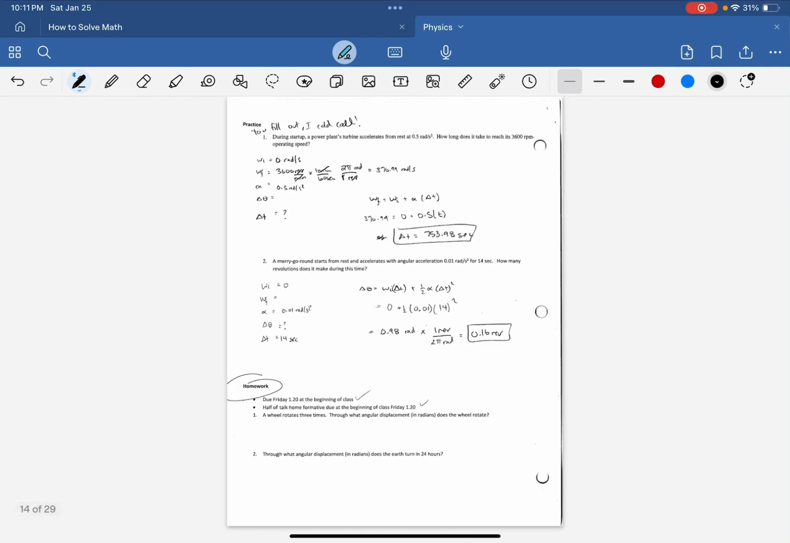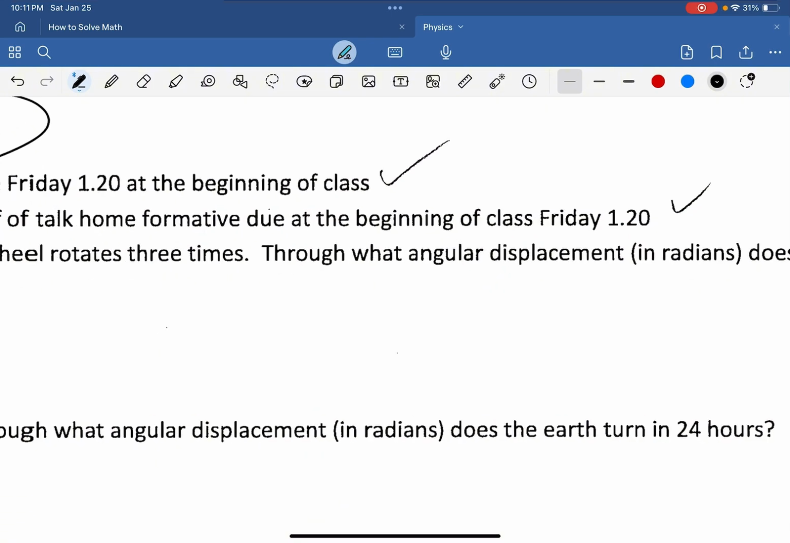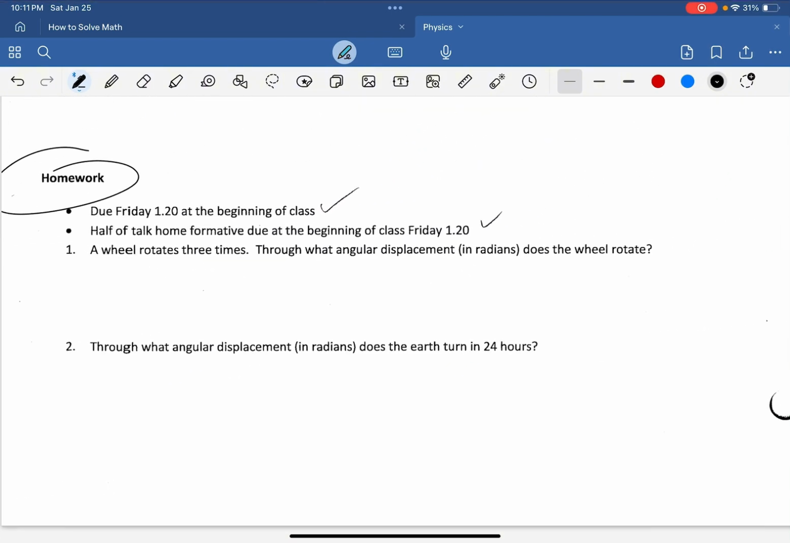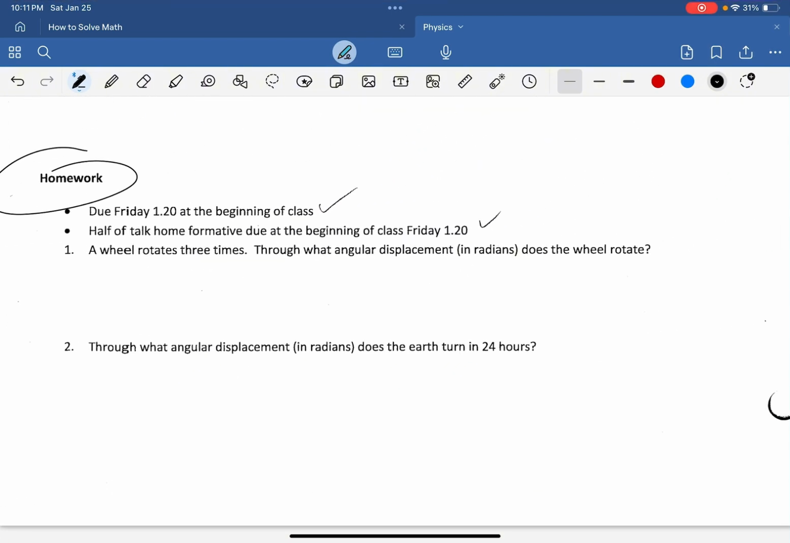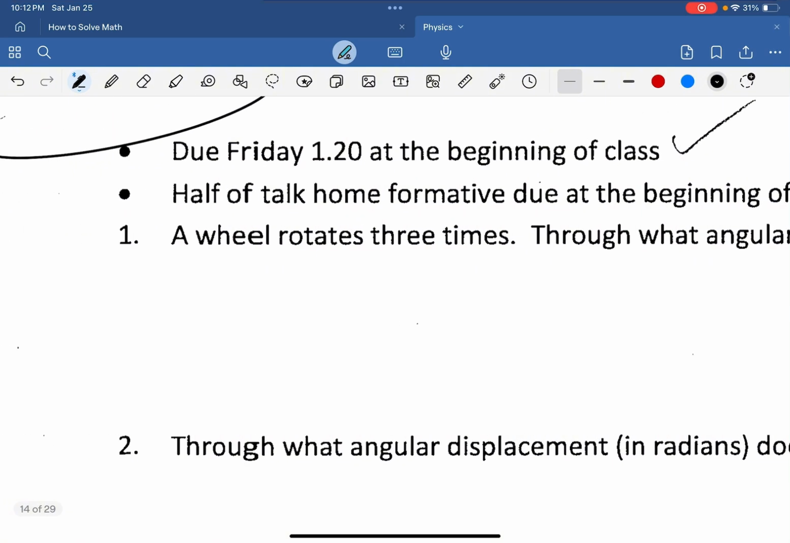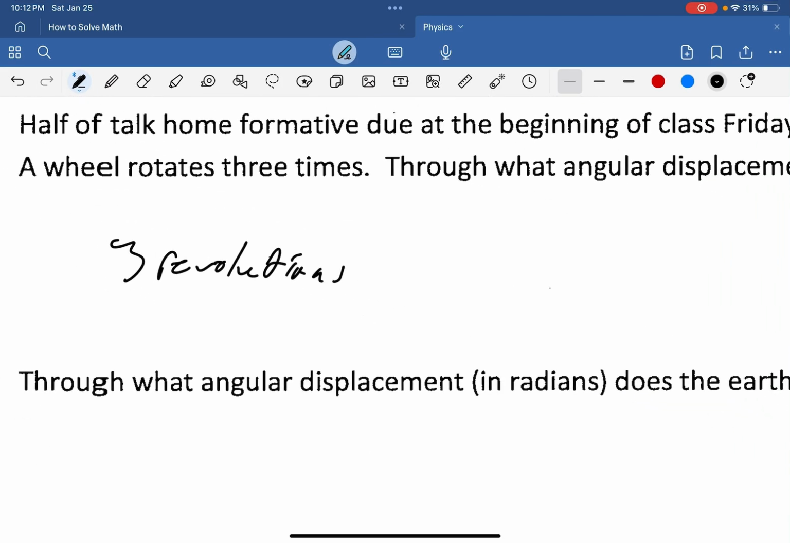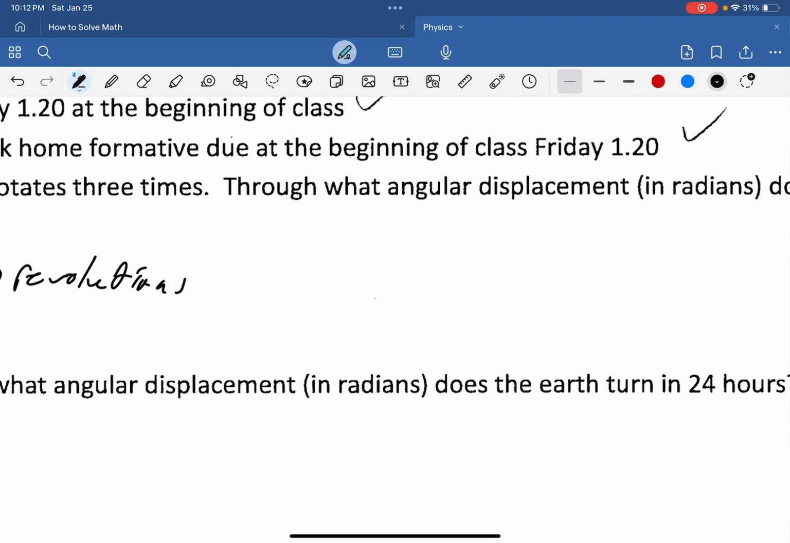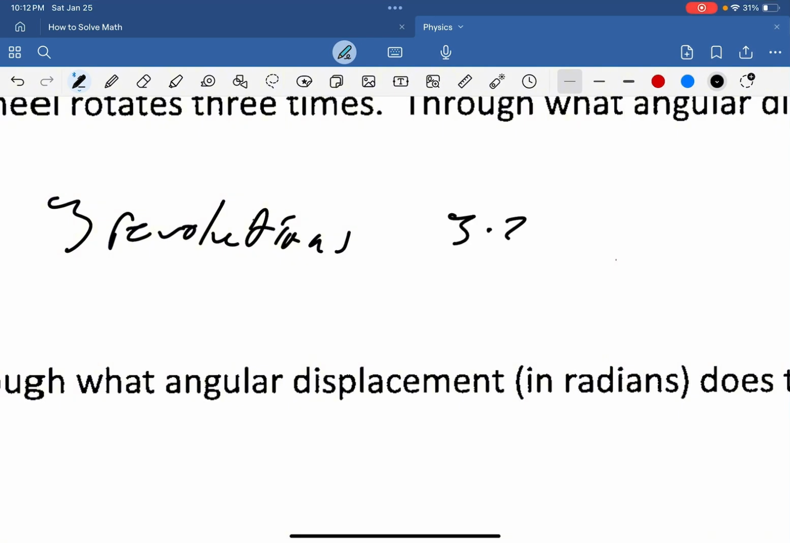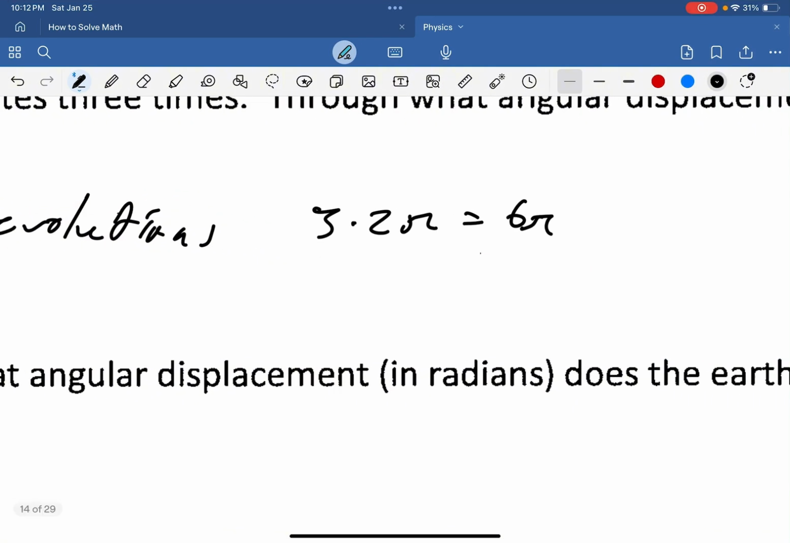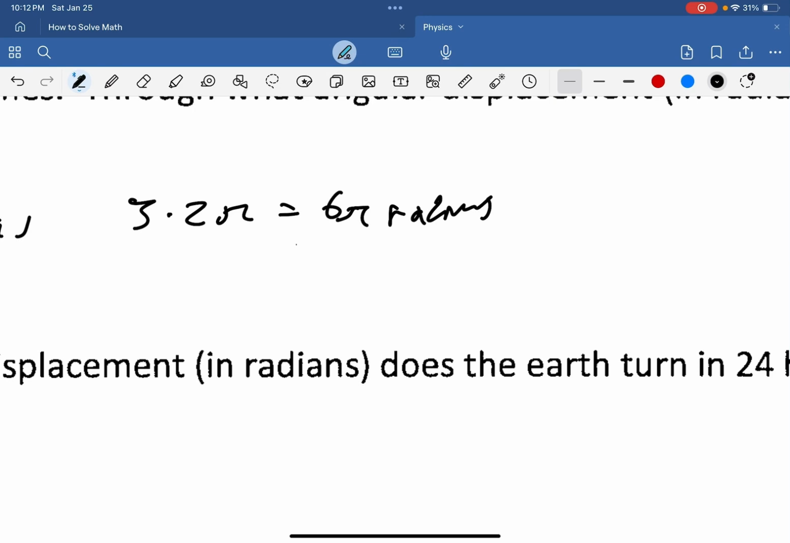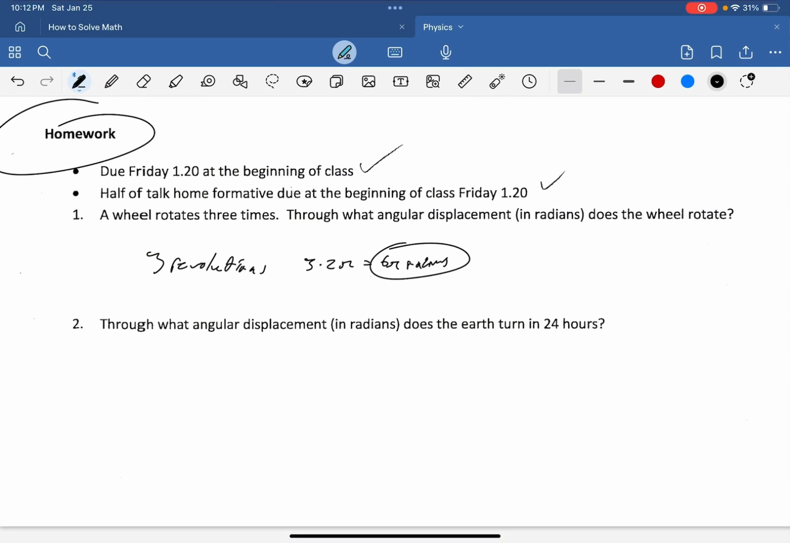Anyways, let's go into the homework. This is just for my friend at this point, and if you want to do some practice, you can do this along with me. A wheel rotates 3 times. Through what angular displacement in radians does the wheel rotate? So the wheel rotates 3 times. That means it just went through 3 revolutions, right? And we already established that a revolution is 2 pi radians. So 3 times 2 pi is equal to 6 pi radians. And that's it.